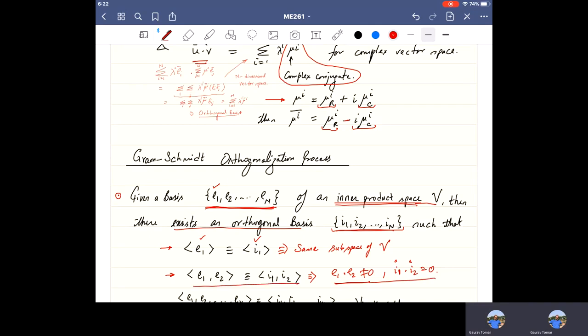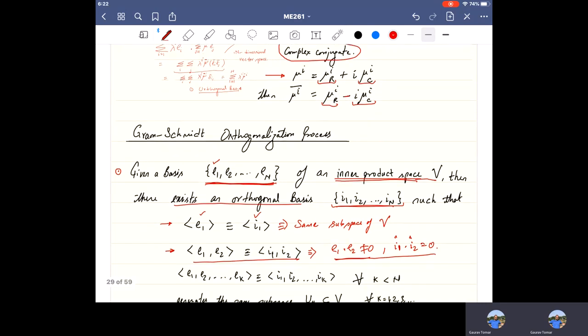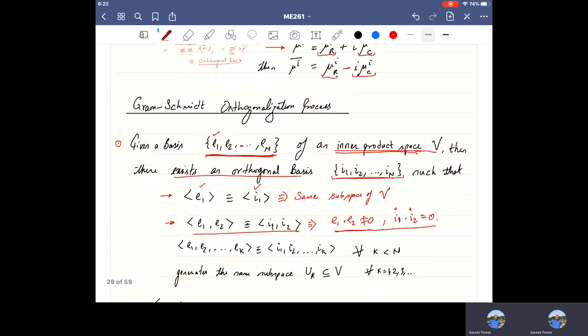With this distinction, the subspace they are spanning is the same. Similarly, for any first k vectors picked, they have this property for every k less than n, and it generates the same subspace U_k of V, for every k equal to 1 to n.